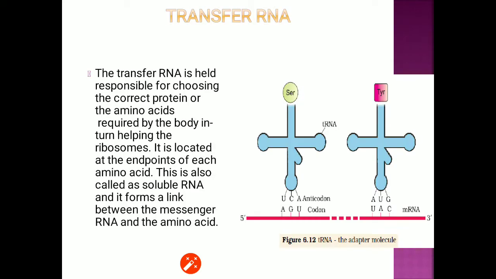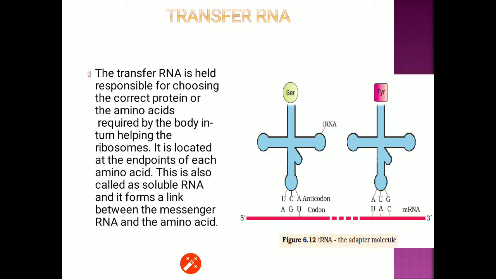Now about the transfer RNA. The transfer RNA is held responsible for choosing the correct proteins or the amino acids required by the body, in turn helping the ribosomes. It is located at the endpoints of each amino acid. This is called soluble RNA and it forms a link between the messenger RNA and the amino acid.